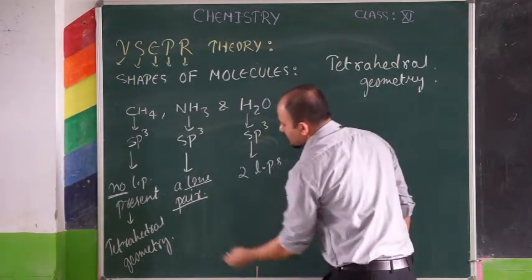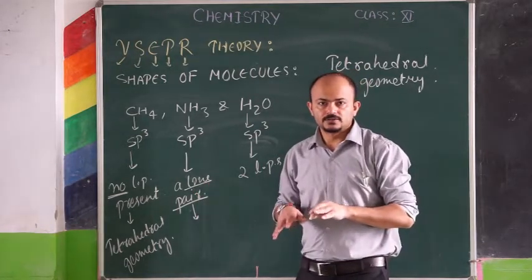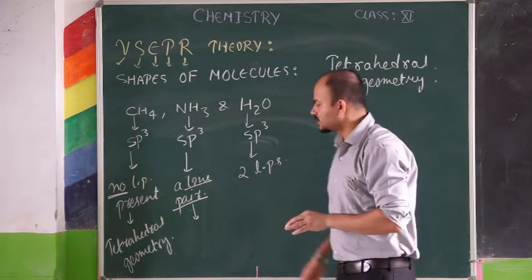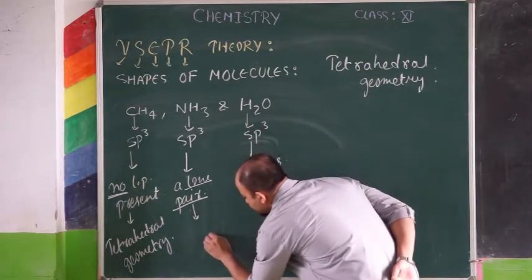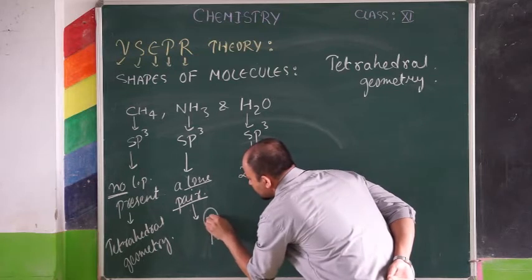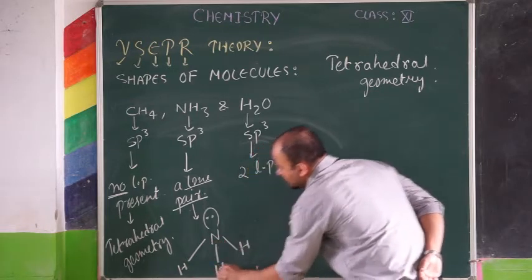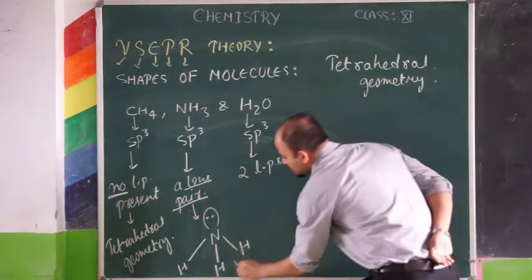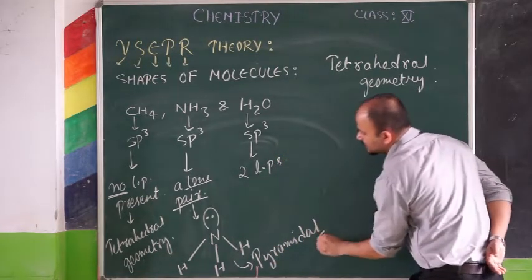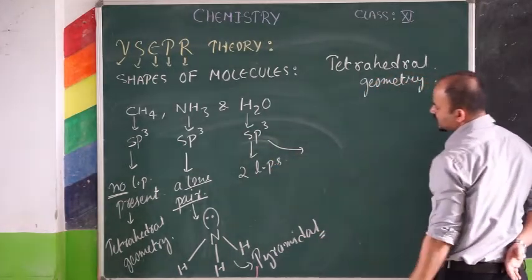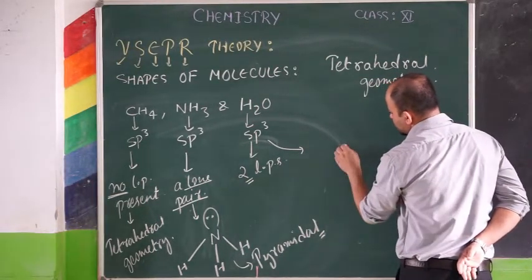In the case of ammonia, since it has a lone pair, you know lone pair and bond pair repulsion is more than bond pair repulsion. Therefore, what will happen? On nitrogen you will have a lone pair, and this lone pair pushes these three hydrogens far away from each other. Therefore, its geometry is pyramidal. Now in the case of the water molecule, since it has two lone pairs, let me draw a structure.